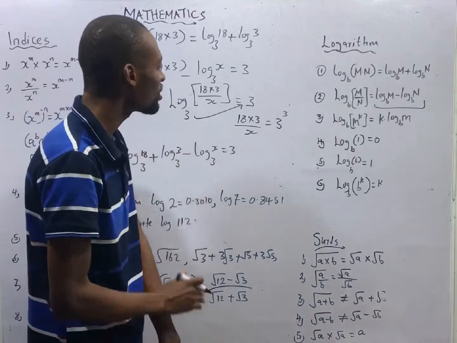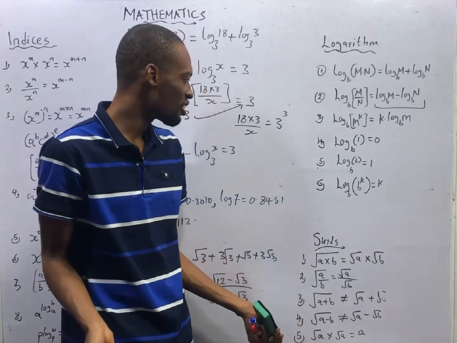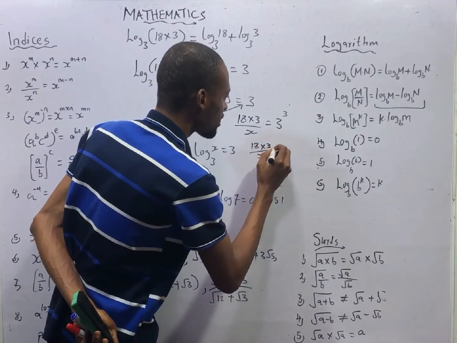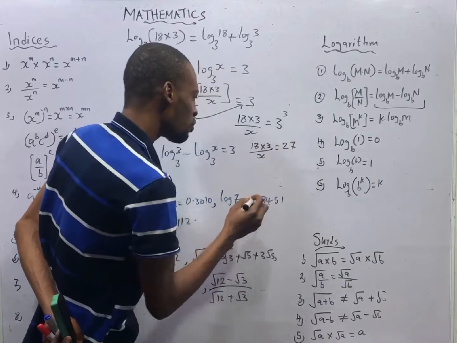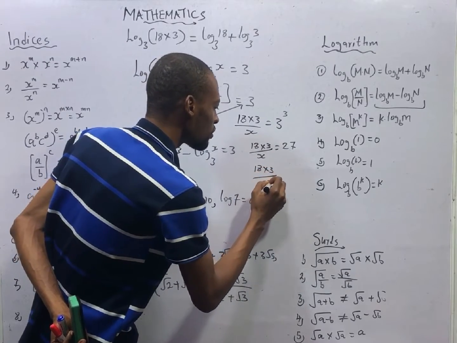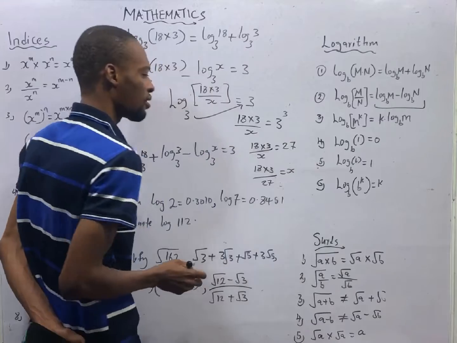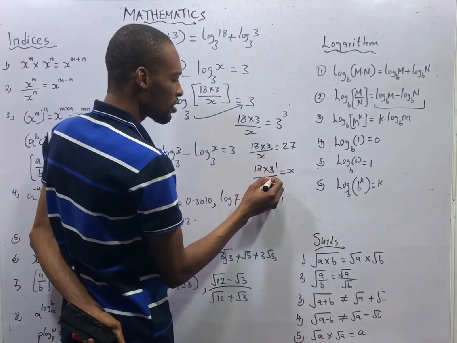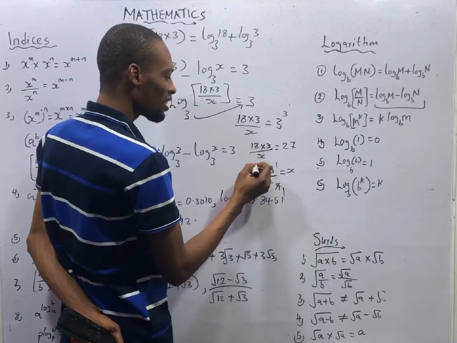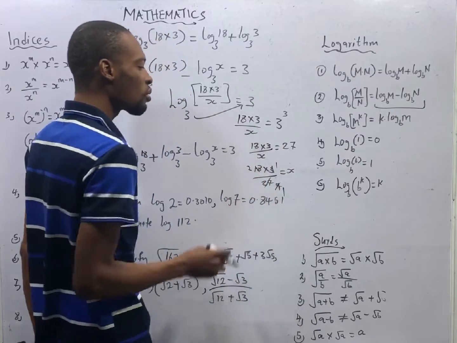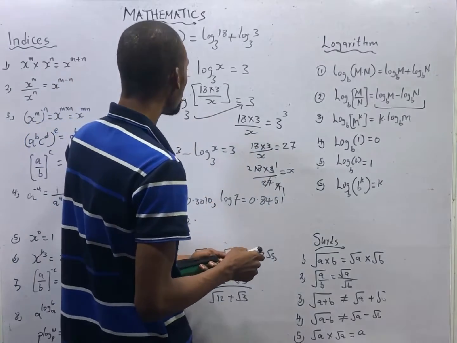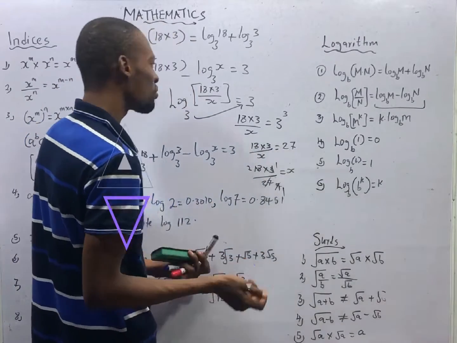That is the relationship between indices and logarithm, which means 18 times 3 over s is equals 27, which is cross multiplying, 18 times 3 over 27 is equals s. 3 into 3, 1. 27 into 3, that's 9. 9 divided by 9, 1. 18 divided by 9, that is 2. So 18 times 3 over 27 is equal to 2. So the value of s is equal to 2.